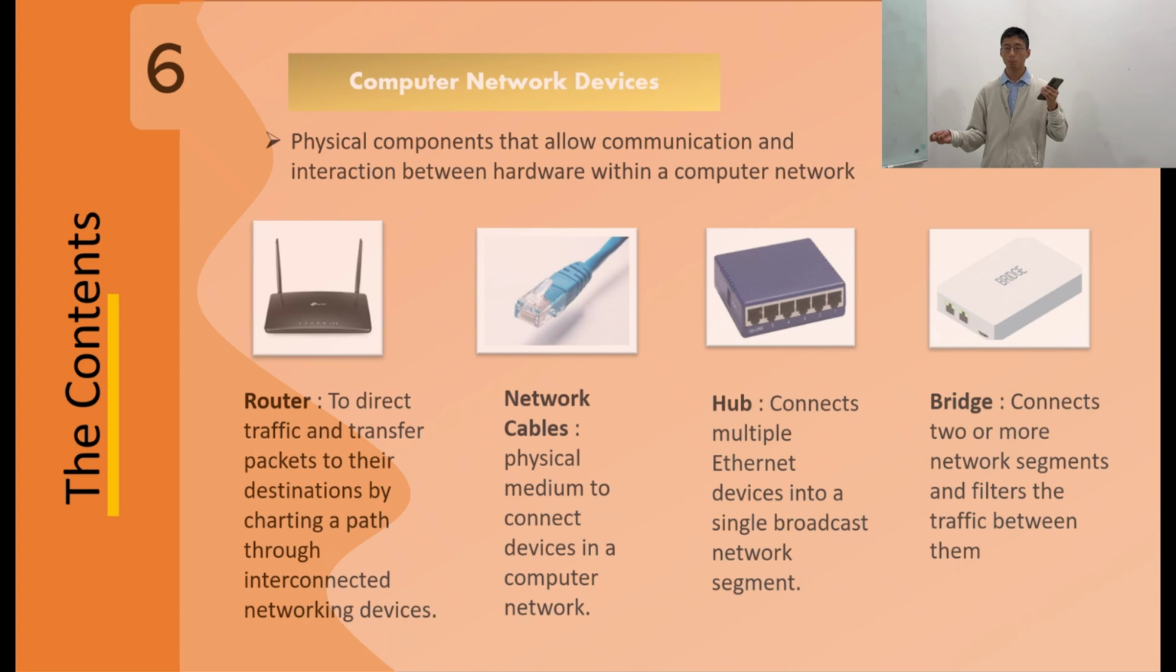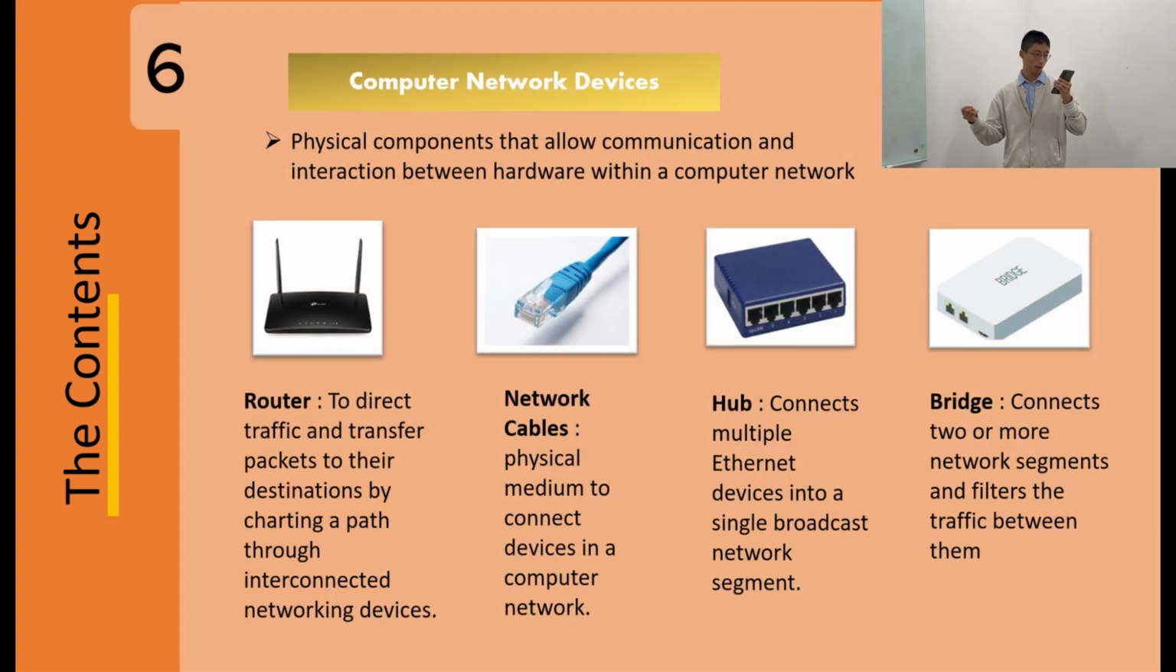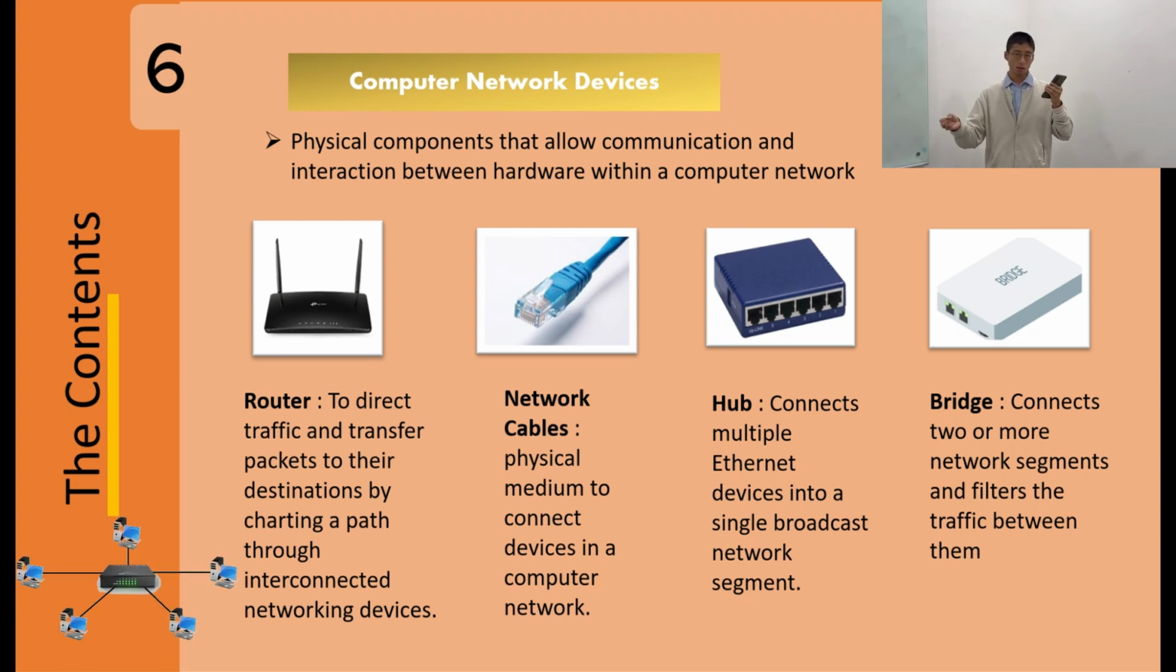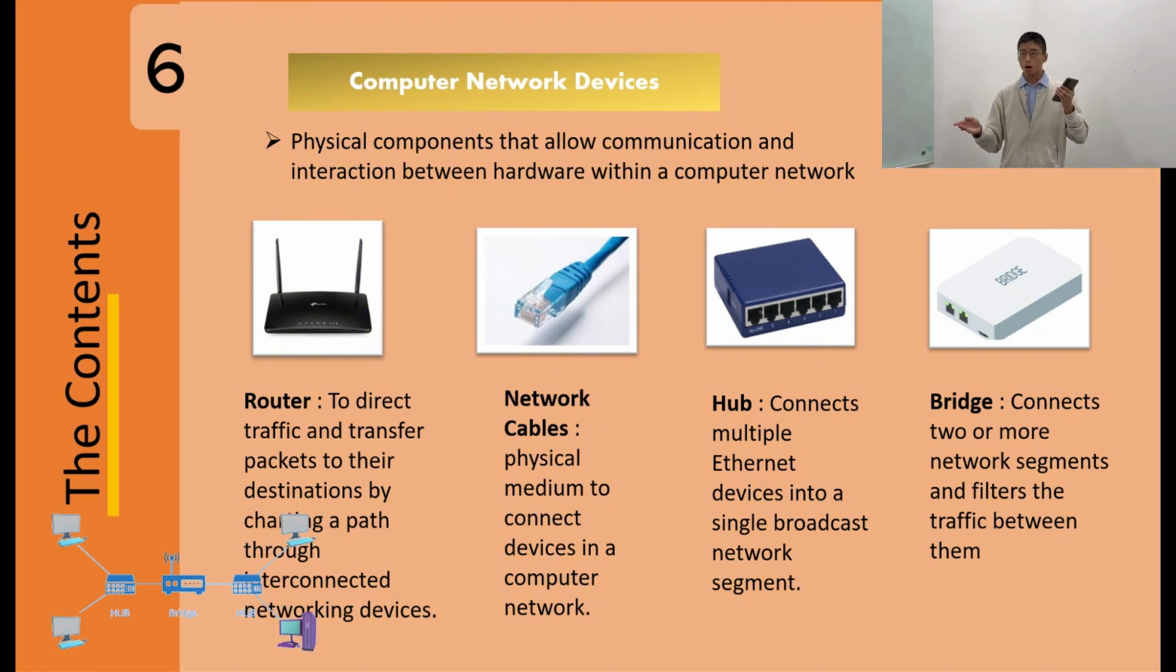Okay, finally, we have computer network devices. These are physical components that facilitate communication and interaction between hardware within the computer network. In a basic start, we have the hub. Basically, it is a physical device that connects multiple Ethernet cables to facilitate network exchange to multiple devices. Next, we have the bridge, which facilitates traffic between two or more hubs or computer networks and filters the inappropriate content within them.